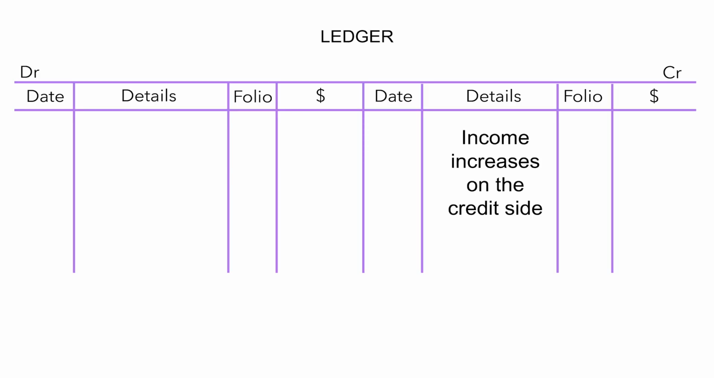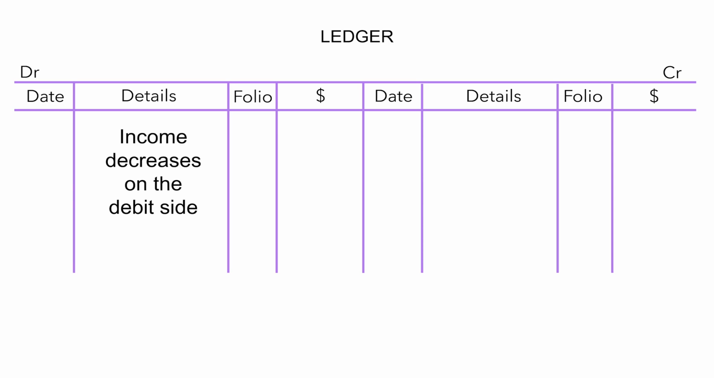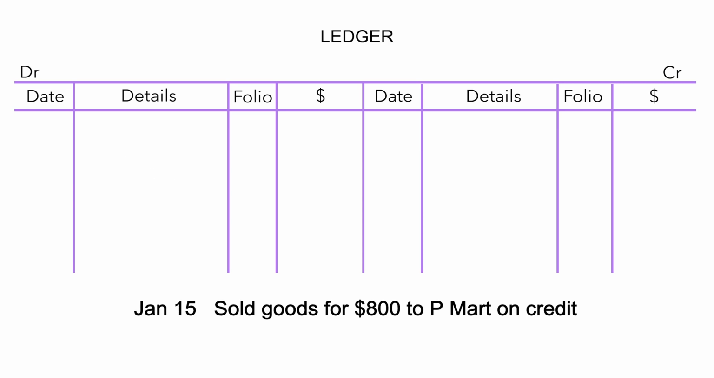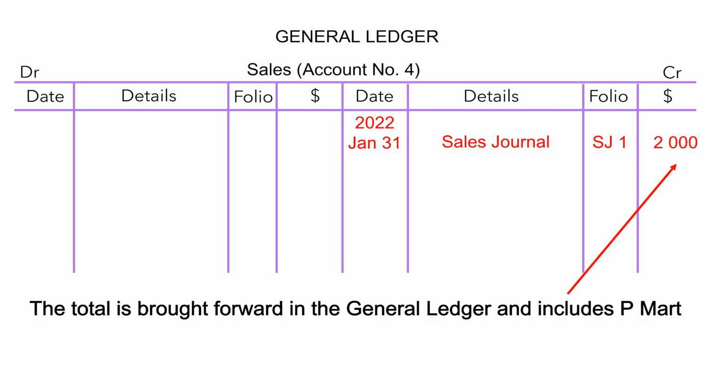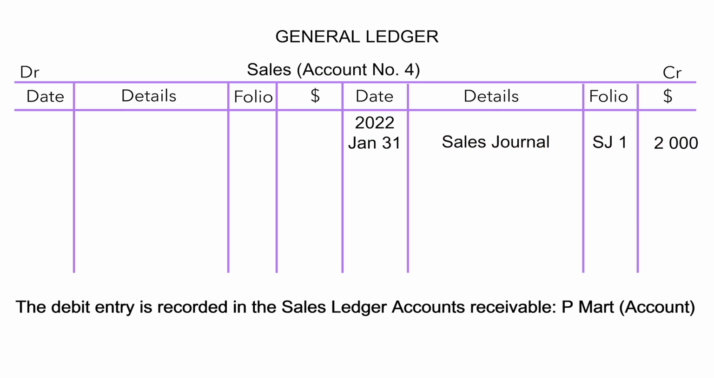Income increases on the credit side. Income decreases on the debit side. January 15th sold goods for $800 to P-Mart on credit. All credit sales transactions are totaled in the sales journal. The total is brought forward in the general journal and includes P-Mart. The debit entry is recorded in the sales ledger accounts receivable P-Mart account.